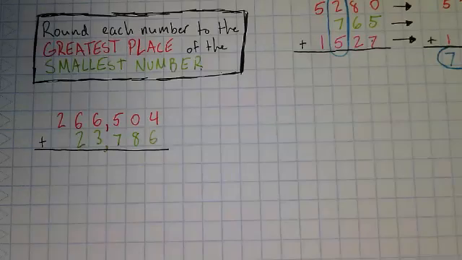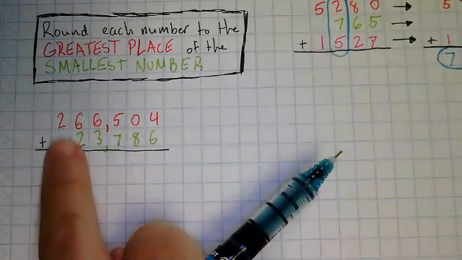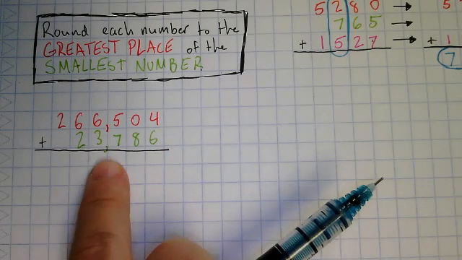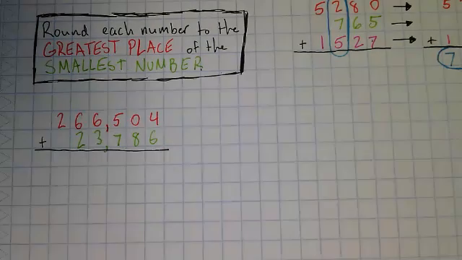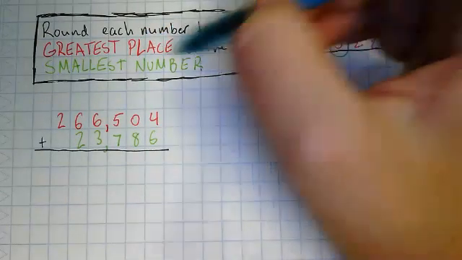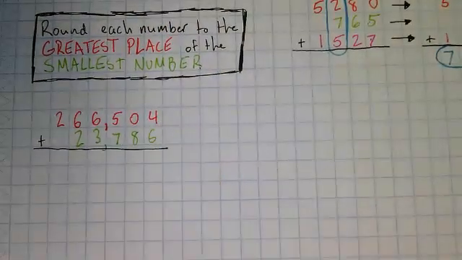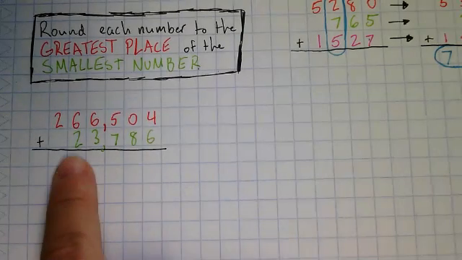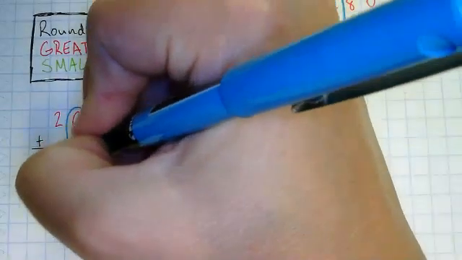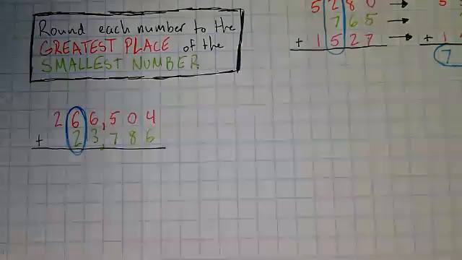Let's look at one more together just to make sure you fully get this, all right? So we have 2 numbers here. We have 266,504 and 23,786. Now remember, we want to round each number to the greatest place of the smallest number. So, out of these 2 numbers, which one's smaller? It's pretty easy to tell right away because, well, this one doesn't even go to the 100,000s. It stops in the 10,000s, right? So, we're going to round to the nearest 10,000, right?